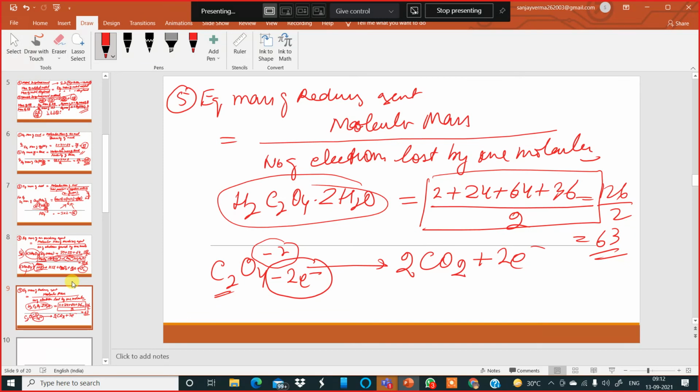This is how we can work out the equivalent mass of the oxidizing agent or the reducing agent. I think it's already time up, so I would like to stop my class here, and in tomorrow's class we continue the remaining portion from this chapter. It is a very important, relevant chapter for both the class 11 portion and the class 12 portion. That's why I am revising this chapter properly.